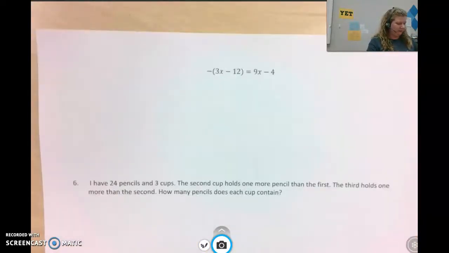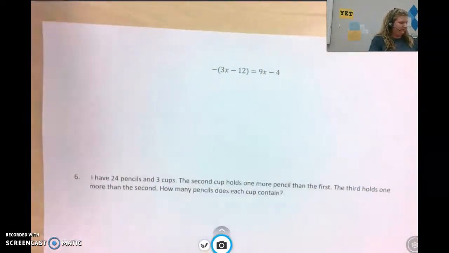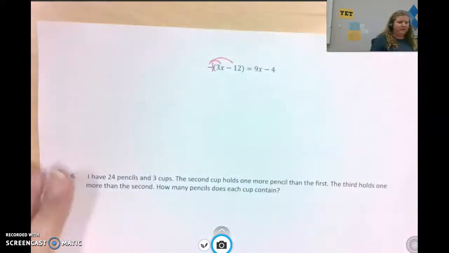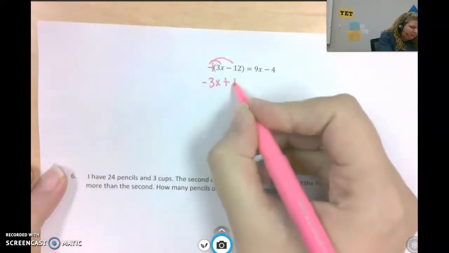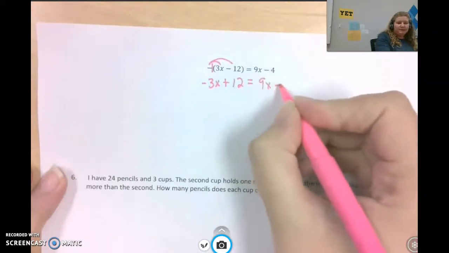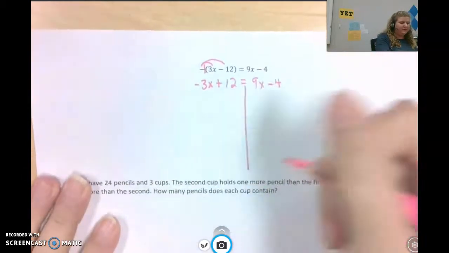Next page. So I have the opposite of this quantity. In other words, I have negative 1 times that quantity. I'm going to go ahead and distribute first. So I get negative 3x plus 12 equals 9x minus 4.